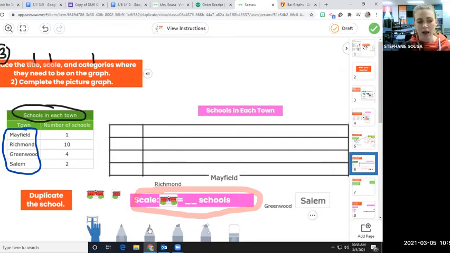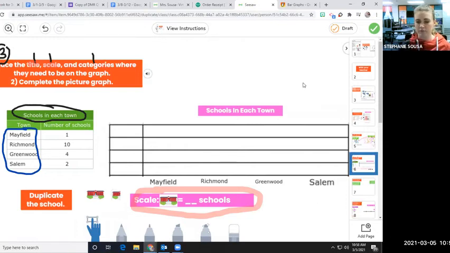To make it easier, I'm going to put these in the same order on my pictograph. So Mayfield is first on the frequency chart. I'm going to put Mayfield first on my graph. Richmond is second on my frequency chart. I'm going to put Richmond second on my picture graph. Greenwood is third on my frequency chart. I'm going to put Greenwood third on my picture graph. Salem is fourth on my frequency chart. I'm going to put Salem fourth on my picture graph. That way, when I'm creating the graph, it's easy for me to see.